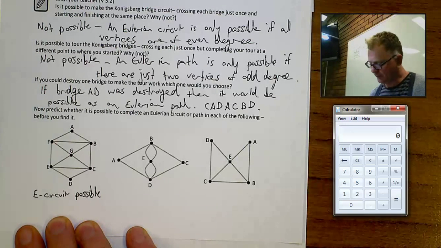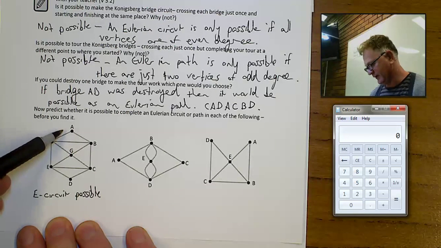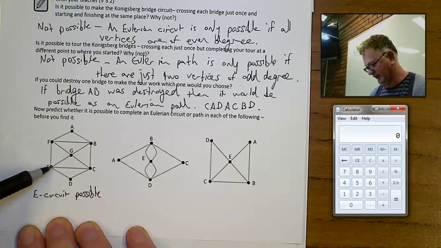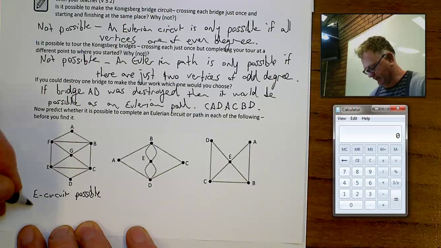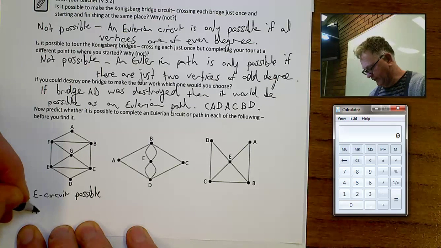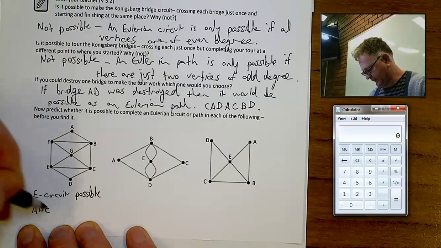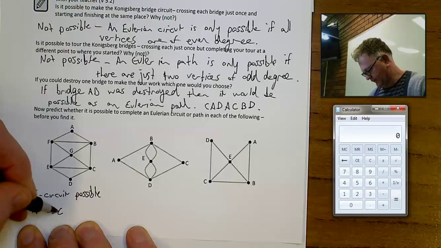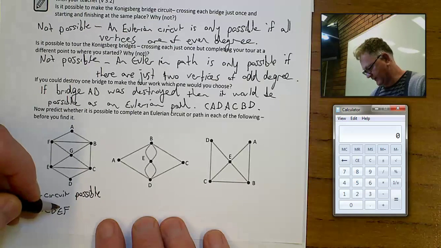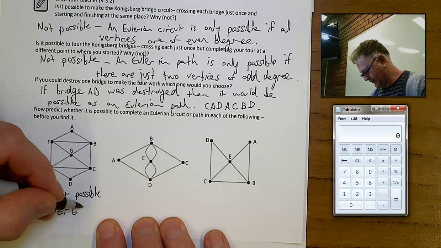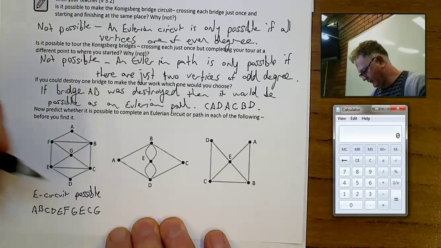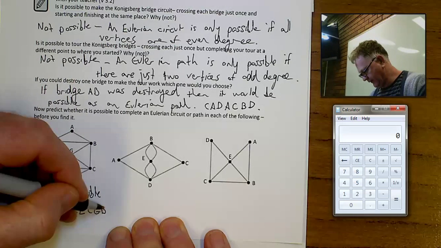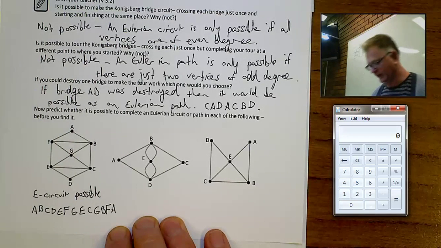How would you do it? Well, starting from A, if you went around the outside to F, and then went G, E, C, G, B, F, A, you could do it. Okay, it's going to be quite long. G, E, C, G, B, F, A. We got there in the end.